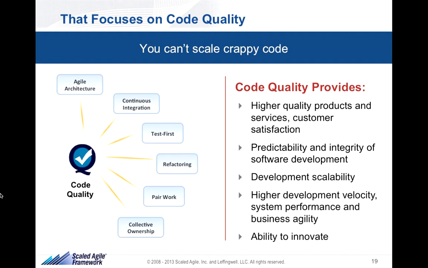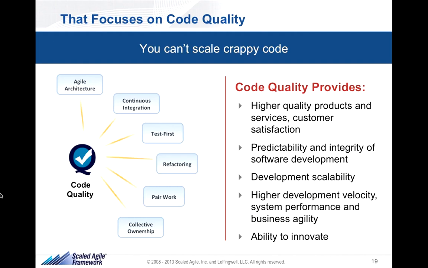But you can't scale crappy code. So these 6 practices on the left are part of SAFe. This is part of our training. So if you take a SAFe, we call it SAFe Scrum XP class, you're going to learn about Agile Architecture and continuous integration and test first and refactoring and why it's important and patterns for that. And pair work. We don't call it pair programming. That's a bridge too far for many.